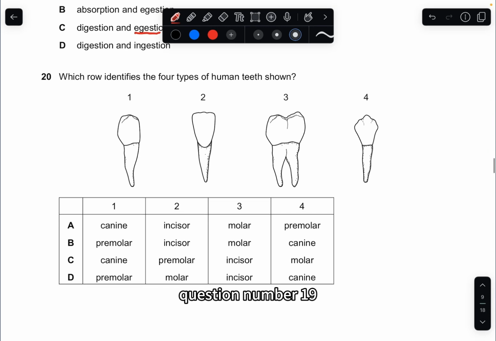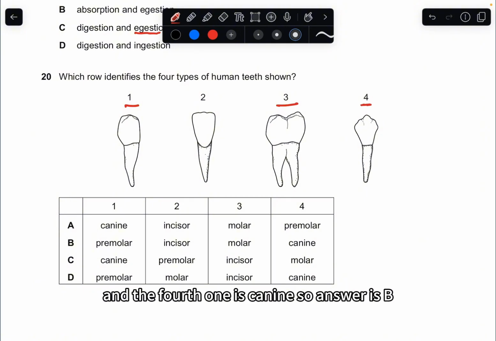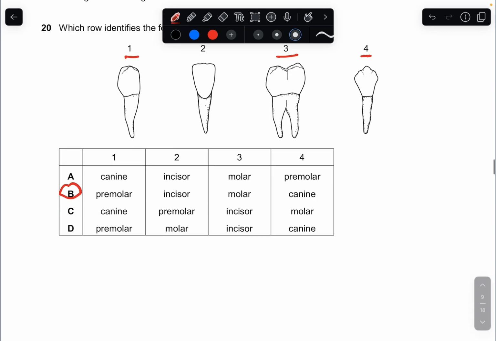Question number 19, they show us 4 types of human teeth, and what are the names of these teeth? One is premolar. Tooth number 2 is incisor, for cutting, and 3 is molar, that is for grinding, and the 4th one is canine. So the answer is B.